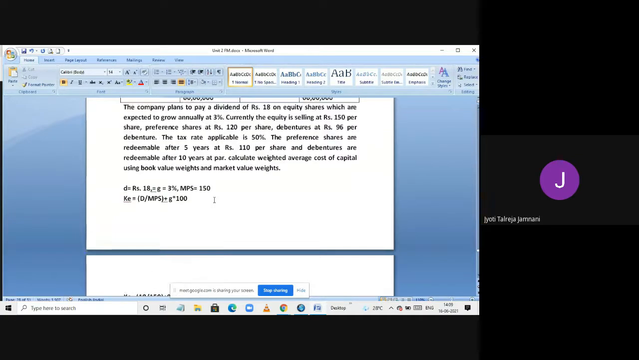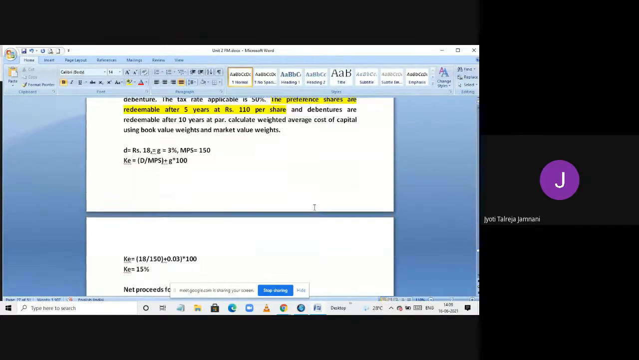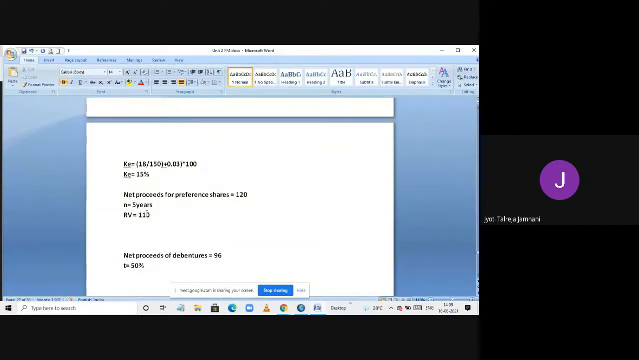I'll read it again for you. See here carefully. The preference shares are redeemable after 5 years at rupees 110 per share. So 5 years is N and 110 is the redeemable value. Redeemable means payable, repayable. So they are going to repay 110 rupees after 5 years. Now with this data, net proceeds, redeemable value and the time, we can find the cost of preference shares.